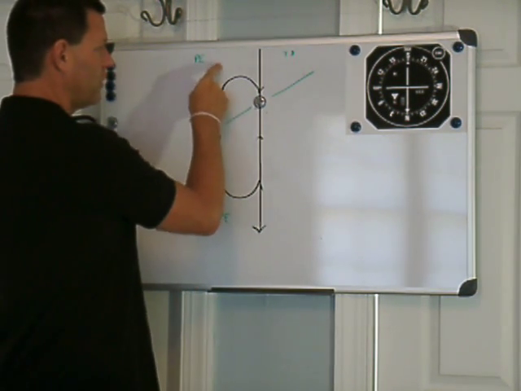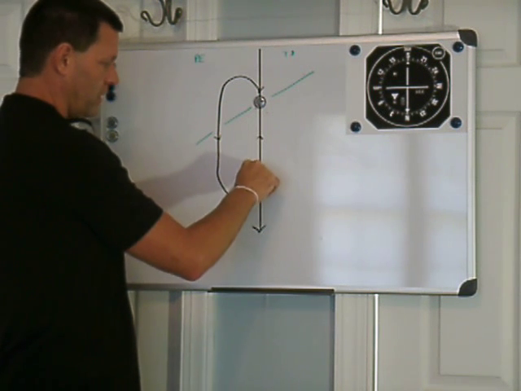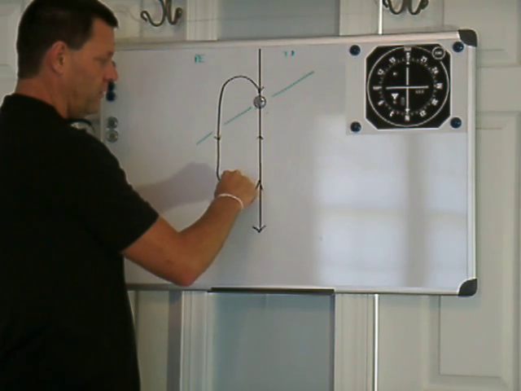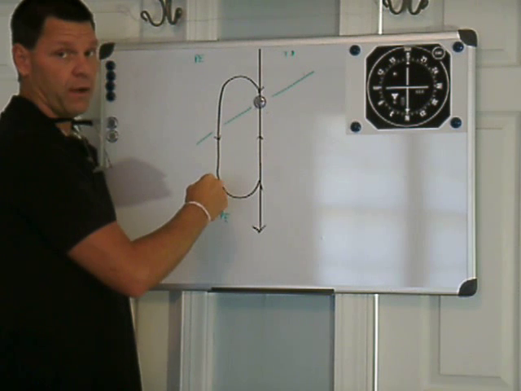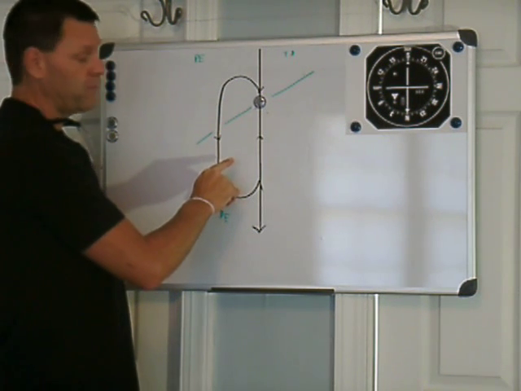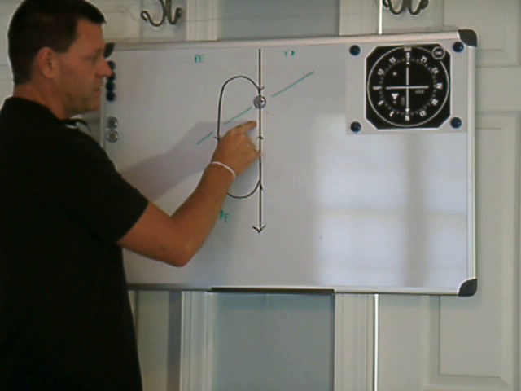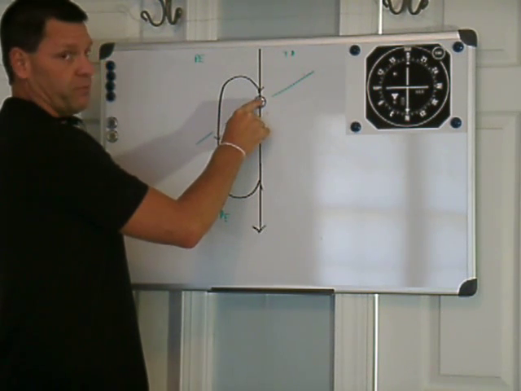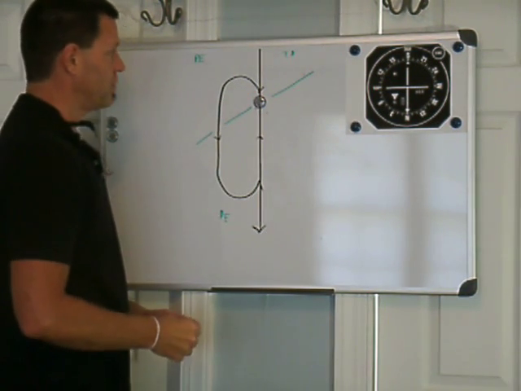Parallel entries, fix, outbound, again, you'll turn into the holding pattern, a turn of greater than 180 degrees, 225 to 230, to intercept the radial before reaching the fix. The difference is the teardrop.